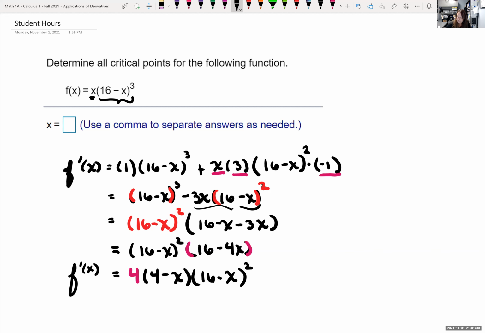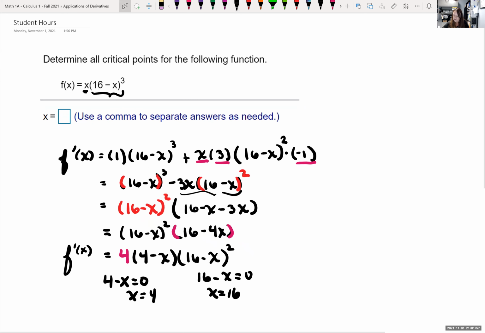So set each factor equal to 0. 4 is never equal to 0. We're looking at when is 4 minus x equal to 0. Well, that's when x is 4. And we're looking at when is 16 minus x equal to 0. And that's when x is 16. So there's 2 values of x which give us our critical values, x equals 4 and x equals 16.